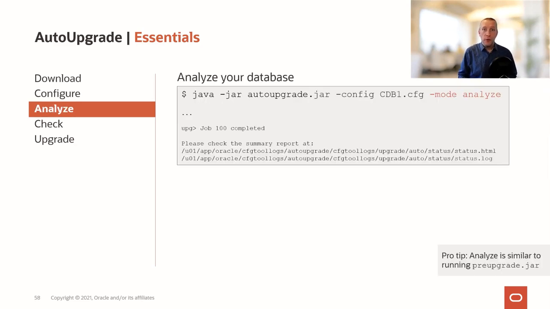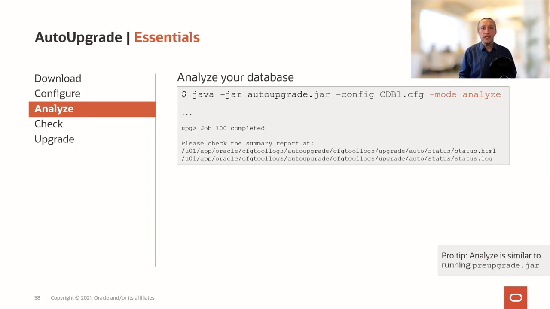Once we have the configuration file in place, it's time to analyze your database. AutoUpgrade analyze is similar to running preupgrade.jar. When you run AutoUpgrade in analyze mode, it's strictly non-intrusive. AutoUpgrade doesn't make any changes to the database. We only look inside to see what's required for this database to be ready to upgrade. So don't worry, you can run it on your production database even when it's in use.